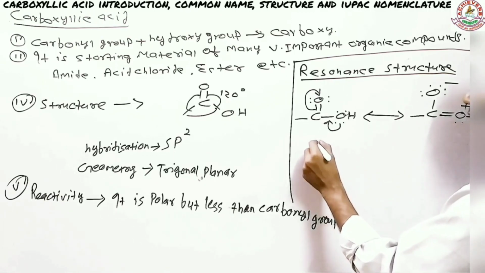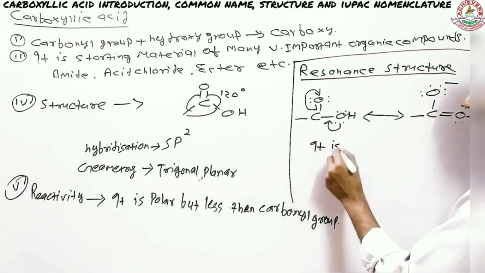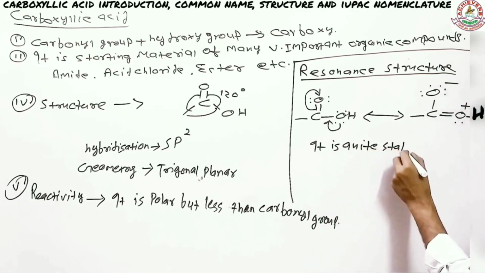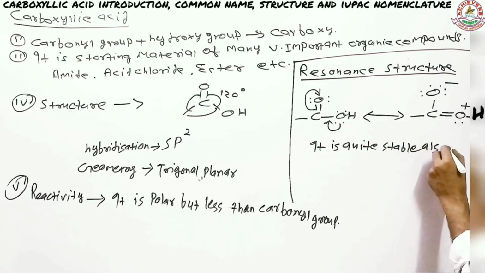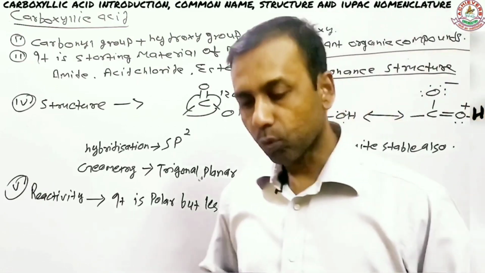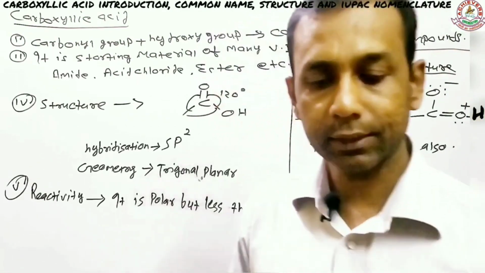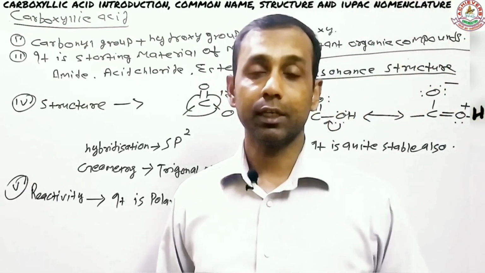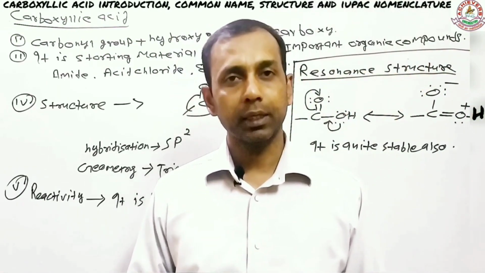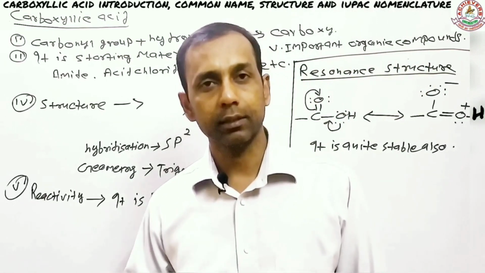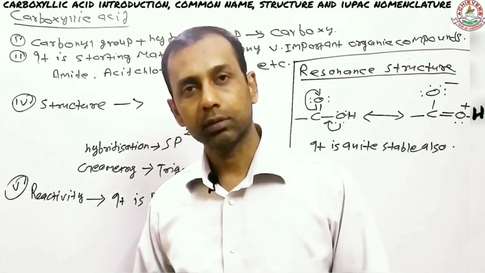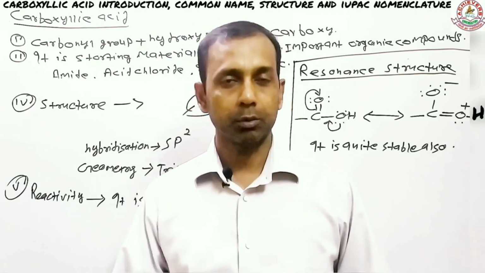So it is also stable. What that means is it is quite stable also due to the resonance effect. Now I am taking one more very important topic, and that is the IUPAC naming of the carboxylic group. Though I have done it in the second lecture of this chapter, this is a reminder of how you can do the IUPAC naming of carboxylic acid, right?